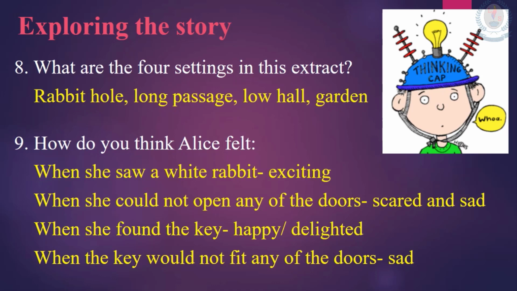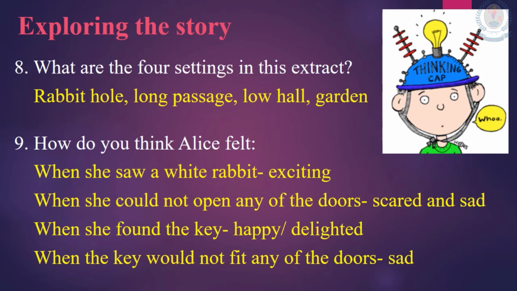Now, as you remember, the first lesson of this unit we did Into the Forest. There we read about a huge dark forest. Now, in this lesson, we have got 4 settings. What are the 4 settings? Rabbit hole, then she sees a long passage, then she sees a low hall, and finally she sees a garden. So in this extract there are 4 settings.